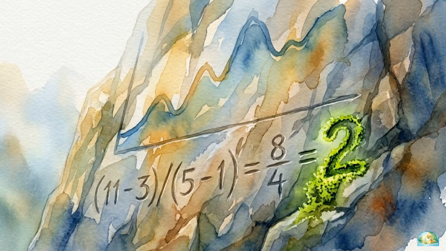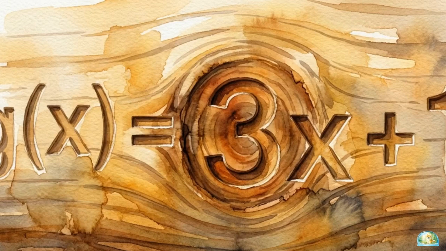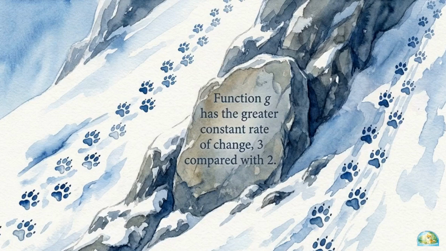We find the slope of F by calculating change in output over change in input. 8 divided by 4 gives a rate of 2. For function G, the rate is simply the coefficient of x, which is 3. Because 3 is greater than 2, function G rises more quickly. Function G has the greater constant rate of change, 3 compared with 2.